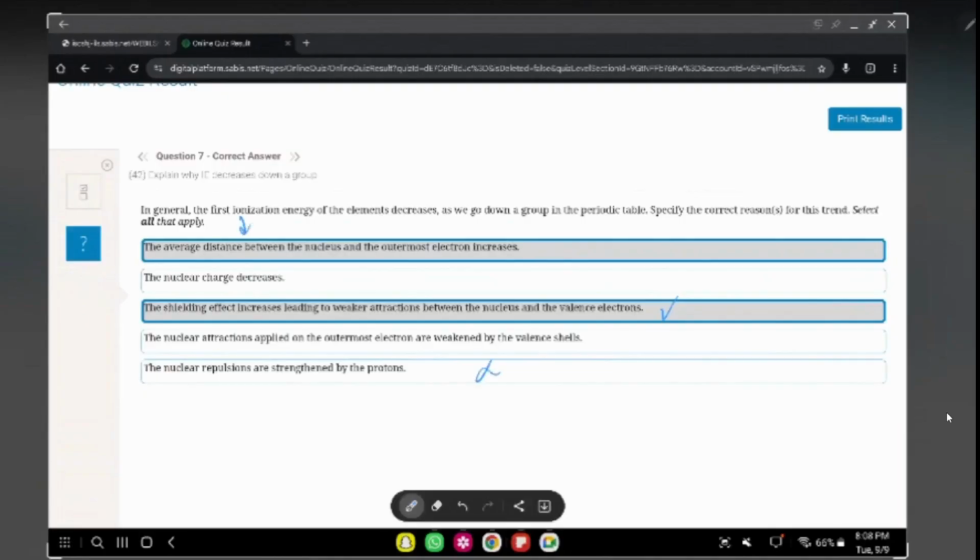Let's take a look here. The average distance between the nucleus and the outermost electrons increases. Now, the average distance, I'm going to explain this. Okay. Li, atomic number 3, and you have K, atomic number 19. Which one do you think is a bigger atom?